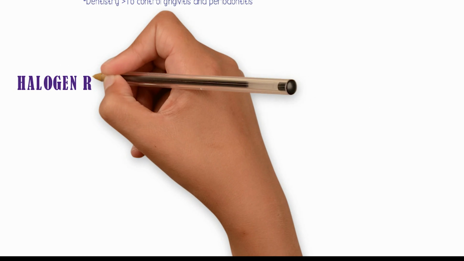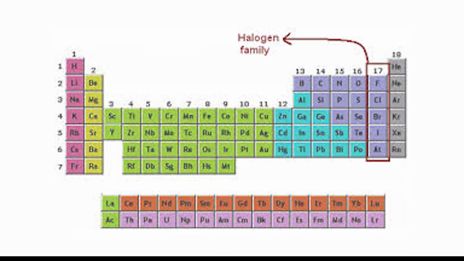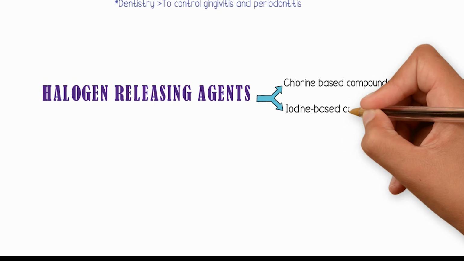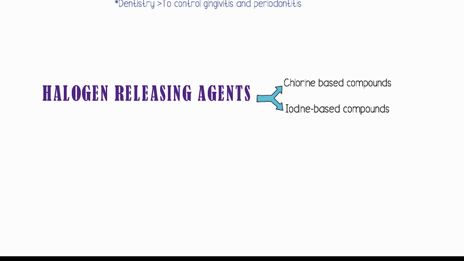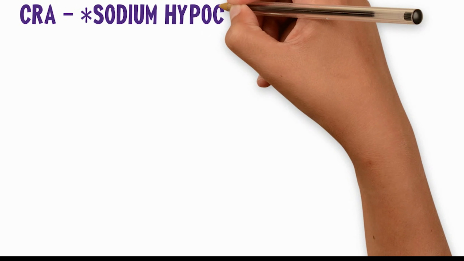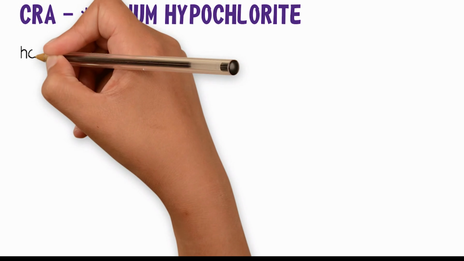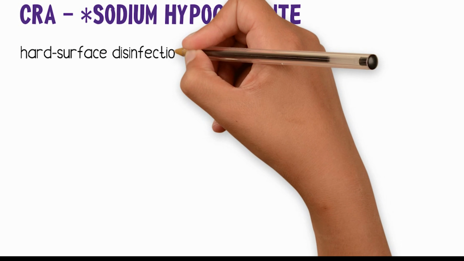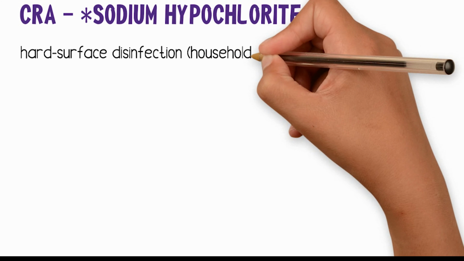Halogen means salt producing. They are non-metals but react with metals to form compounds. Two important halogens are iodine and chlorine. They are highly effective oxidizing agents which are widely used as disinfectants, antiseptics, and preservatives. First, let's discuss chlorine releasing agents. An important example is sodium hypochlorite, also known as household bleach.